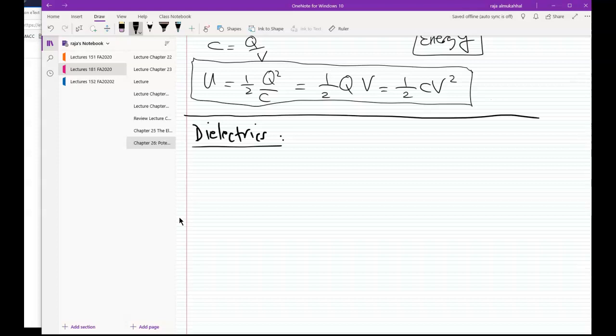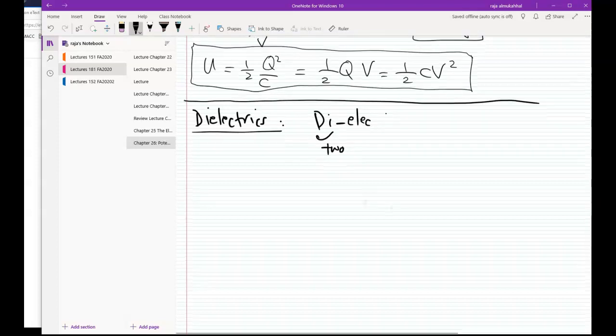Okay, so what is a dielectric? The word dielectric is actually two words, and the word di means two. So when we say dielectric, it means two electric, two electric fields. I'm going to come back to what that means in a minute, but that's really the meaning of that. Dielectric means two electric. Okay, so let me explain to you what that means.